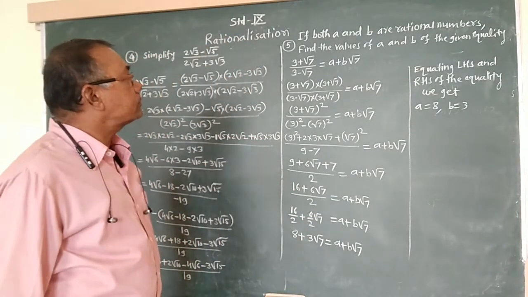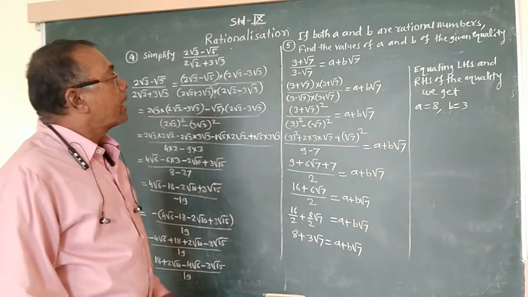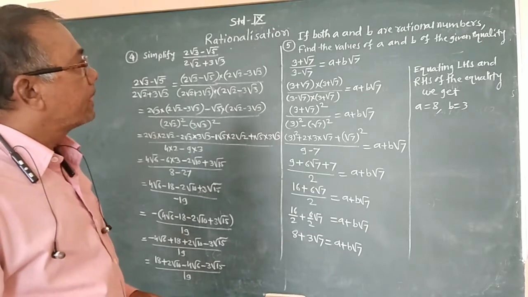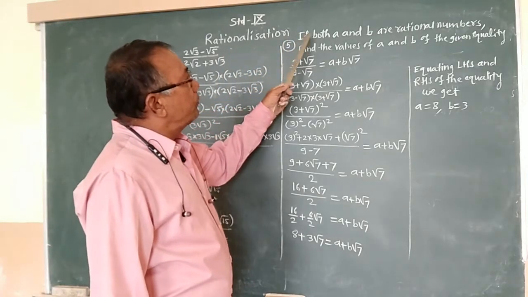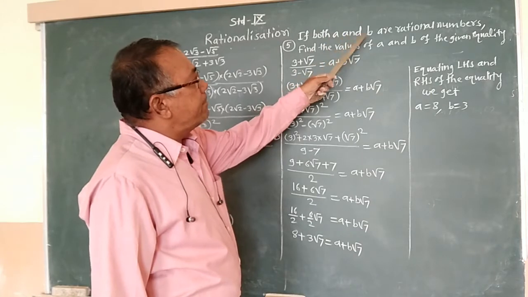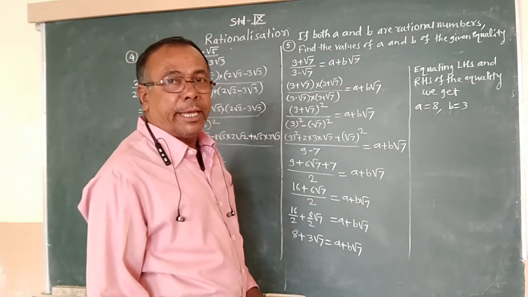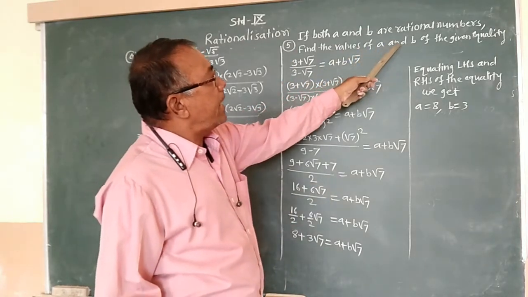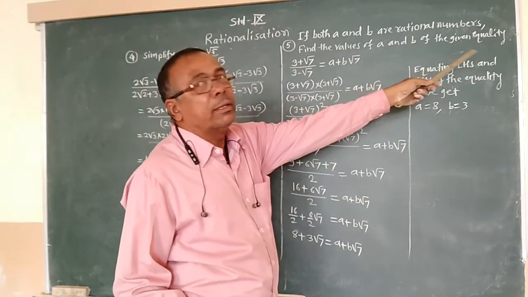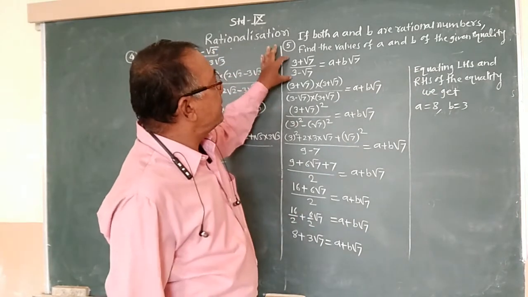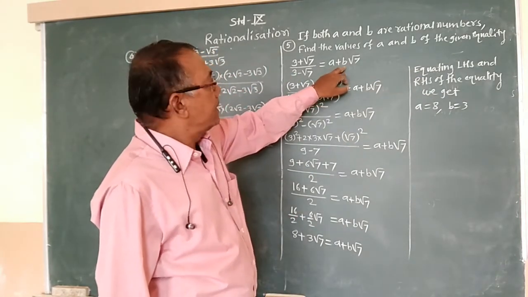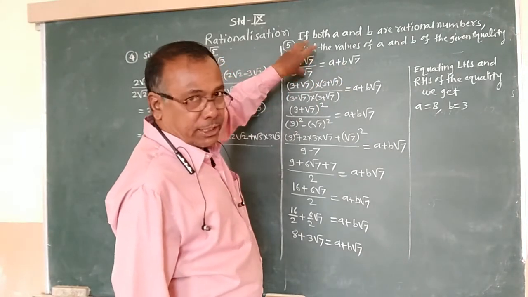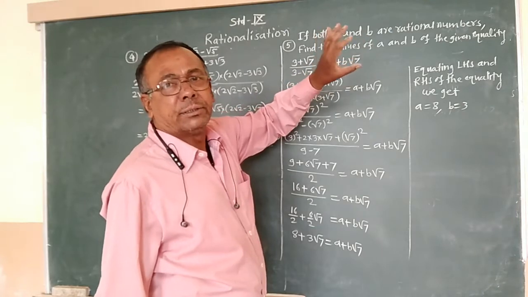Now there is one example: if both a and b are rational numbers, find the values of a and b of the given equality. Means we have to find the values of a and b in the given equality, means the value of LHS is equal to the value of RHS.